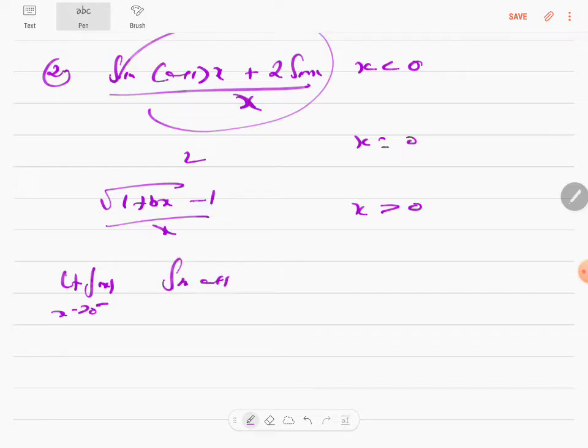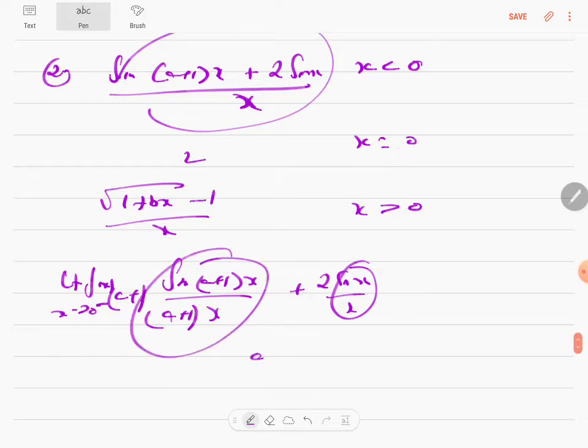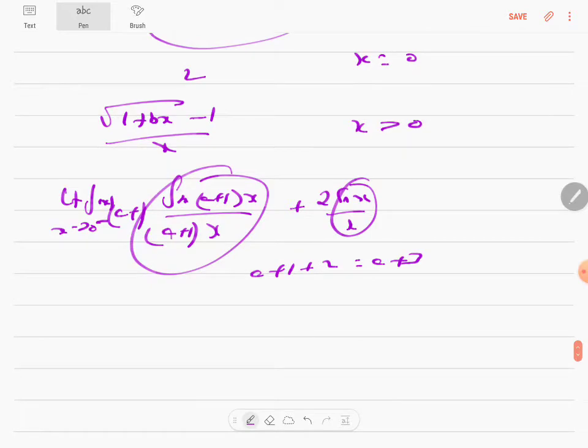Split sin of (a plus 1)x by x plus 2 sin x by x. This itself is 1. Here it's not 1 because you have an a plus 1, so multiply and divide by a plus 1, so this becomes 1. So a plus 1 plus 2 is equal to a plus 3, which is your left limit, and at that point the value is 2. So a plus 3 is equal to 2, a is equal to minus 1, sorted.